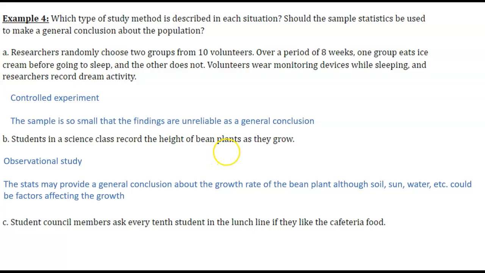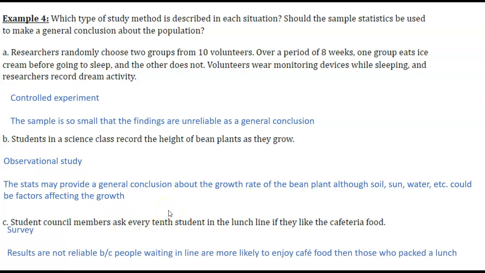Part C, student council members asked every 10th student in the lunch line if they would like the cafeteria food. So we see that they asked members, so this would be a survey. However, these results are not reliable because the people waiting in the line are more likely to enjoy the cafeteria food than those that packed a lunch, and you're only asking people in the line.